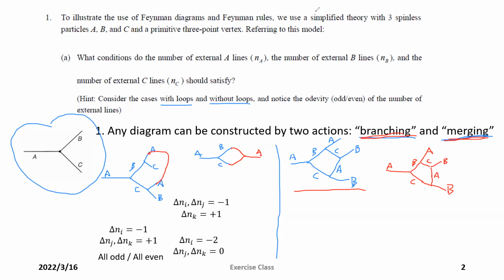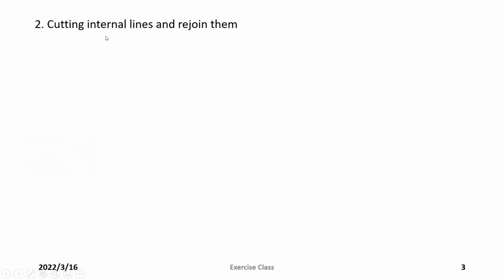So is it clear? So this is the first approach. And in your text, in the Griffiths textbook, we have the second approach, which is to consider cutting the internal lines and then rejoin them. So the idea is, let me demonstrate this by an example. So let's consider this complicated diagram.